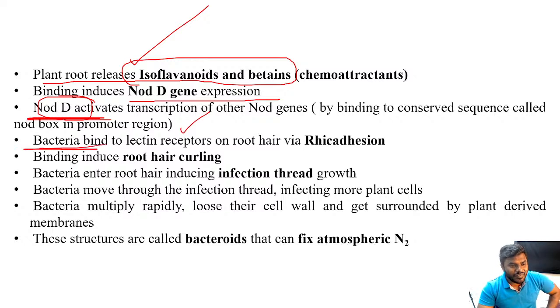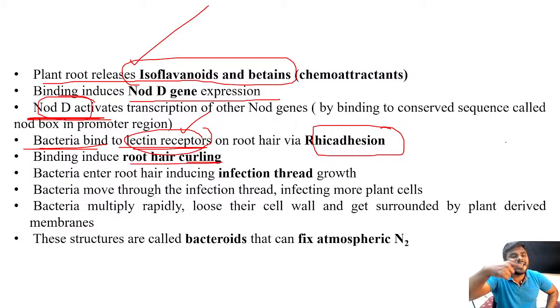Now the bacteria will come and attach to which receptors present on the root hair? Lectin receptor. This process, my friends, we call Rhicadhesion. I hope you are getting it very clearly. Now immediately, once the bacteria are associated, they will cause curling of the root hair. Why do they cause curling of the root hair? To enter inside. So when the bacteria enter the root hair and travel continuously, we call it the infection thread.